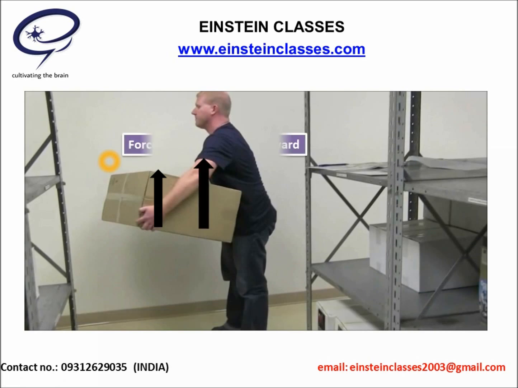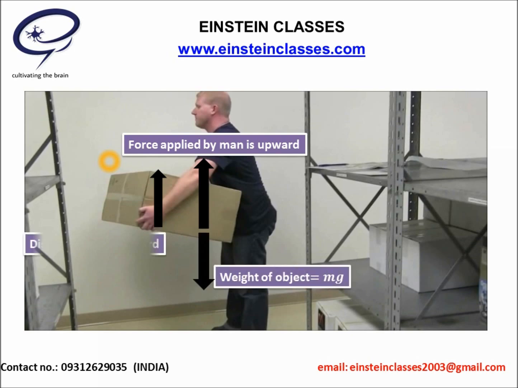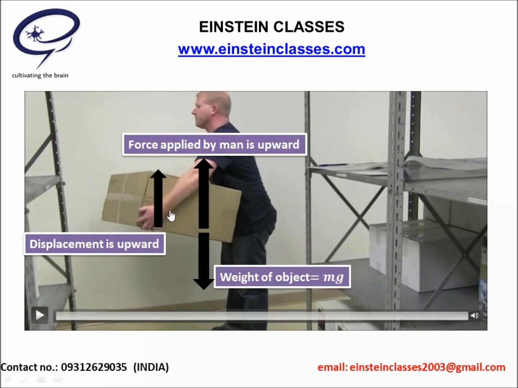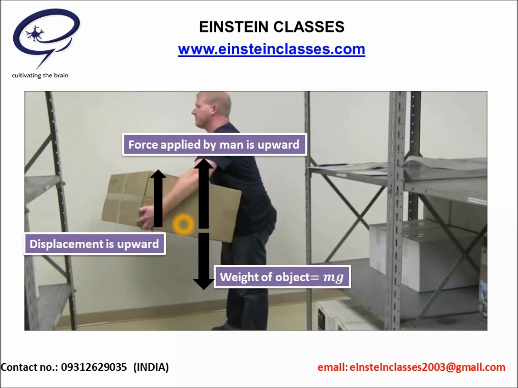One is the force applied by the man, which is upward. Another force is the weight mg, which is acting vertically downward, and the displacement of this body is upward. We have to find the total work done by all types of forces acting on this object. For this, you have to find the work done by individual forces and then take the algebraic sum of all the work done performed by different forces. Because work done is a scalar quantity, we take the algebraic sum.